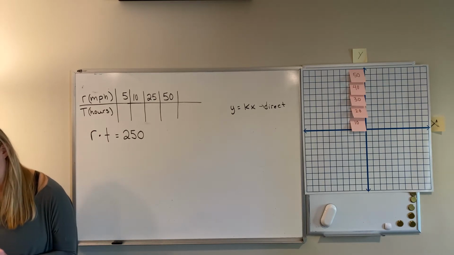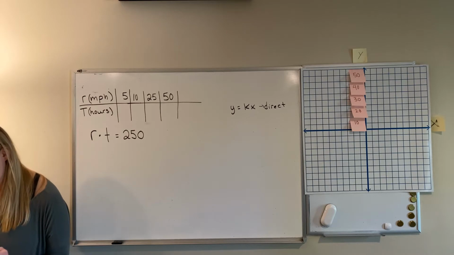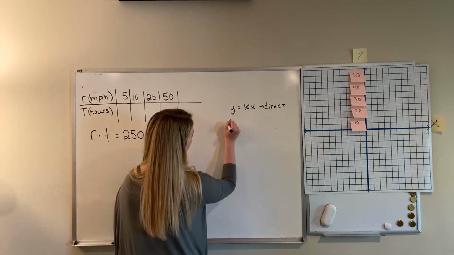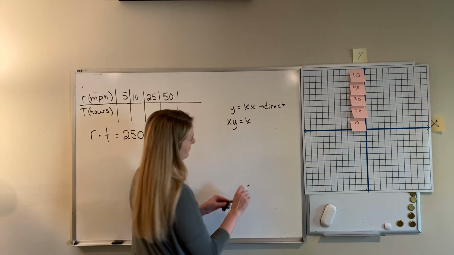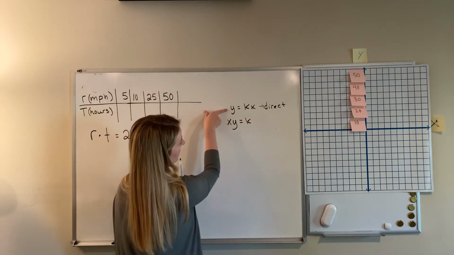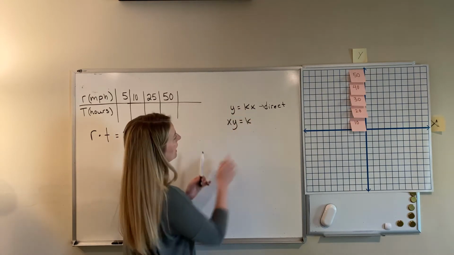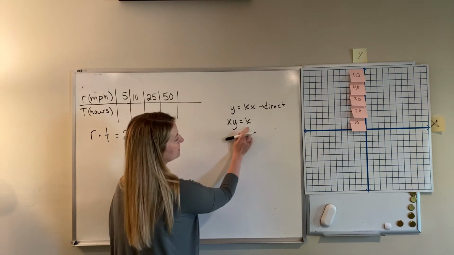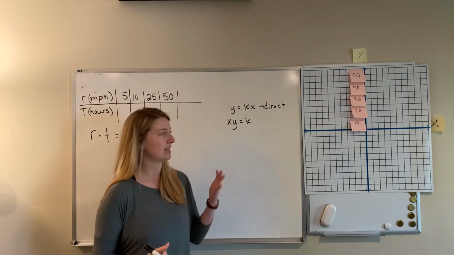Inverse variation, key concept. y varies inversely as x if there is some non-zero constant k, such that xy equals k. Our formula for direct variation is y equals kx, where k is a constant. And now they're presenting us with a new formula: y times x equals k, where k is a constant. That means it's not changing. It'll be the same value time and time again.